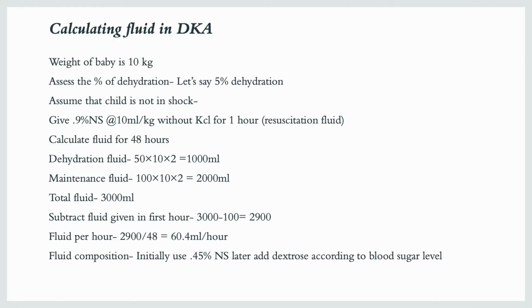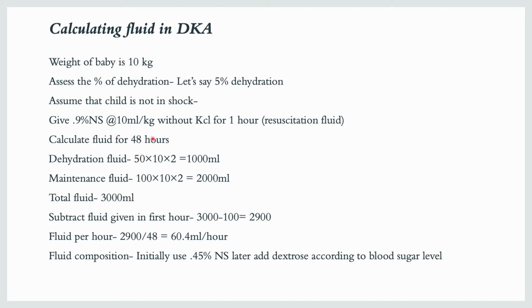Okay. So now coming to how to calculate the fluid in diabetic ketoacidosis. First you have to weigh the baby. Let's say that the weight of the baby is 10 kg. Then the second step is to assess the percentage of dehydration. Let's say it's 5% dehydration. And then assume the child is not in shock. If the child is in shock, then the management is different. We have to deduct the fluid we have given for resuscitation.